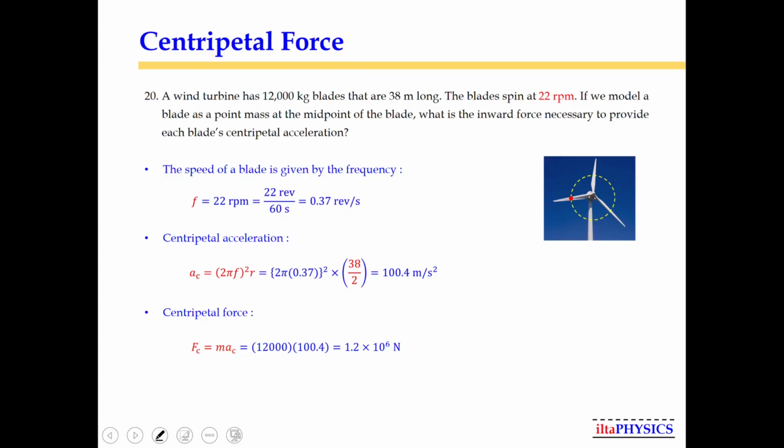Finally, the centripetal force acting on the blade can be found by multiplying this centripetal acceleration by the mass. The calculated result is 1.2 times 10 to the 6th power newtons. Since the weight of a single wind turbine blade is so large, we can confirm through calculation that the centripetal force the blade must withstand while rotating is truly enormous, even if it isn't rotating at a very high speed.